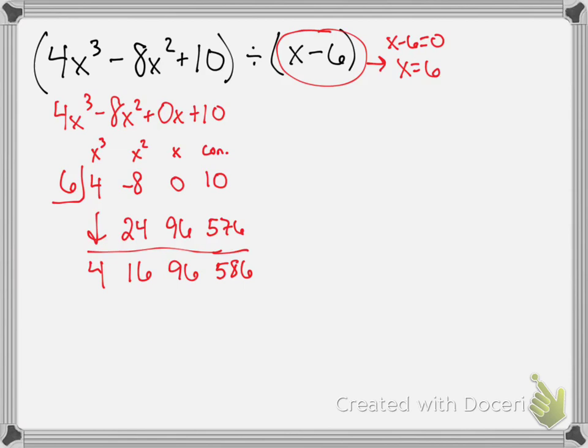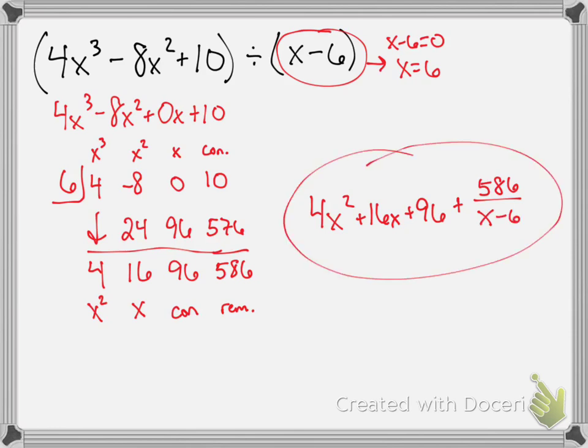So here I have all my results. Again, each of these values, so if my problem originally had an x cubed to start with, my answer will have an x squared. So we go down a degree of 1. Next term will be an x. The next term is a constant. The final term is the remainder. So I can rewrite this as 4x squared plus 16x plus 96 plus my remainder, 586, over my divisor, x minus 6. And that would be my final answer using synthetic division.